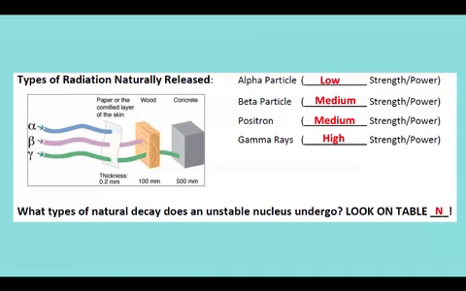One thing you do have to memorize is their strength. So alpha has the weakest strength. We can stop it with just simply a sheet of paper. Beta and positron decay is about medium strength. It will go through the paper, but you can stop it with, say, a piece of wood. And gamma radiation has the strongest, highest strength or power. And that can go through the piece of wood, but can get stopped by something like concrete or a sample of lead.